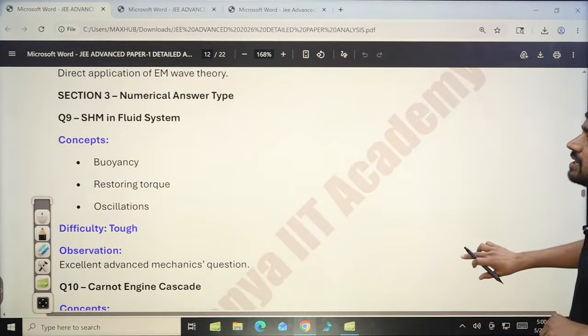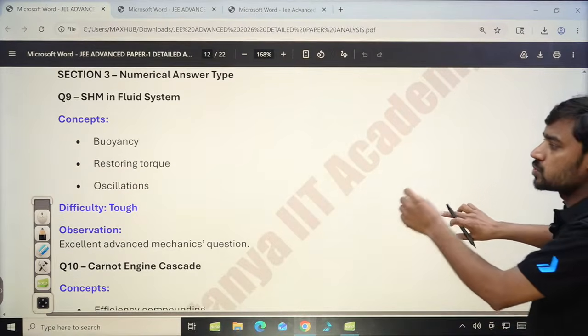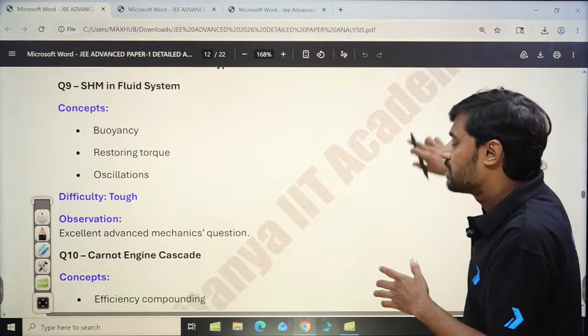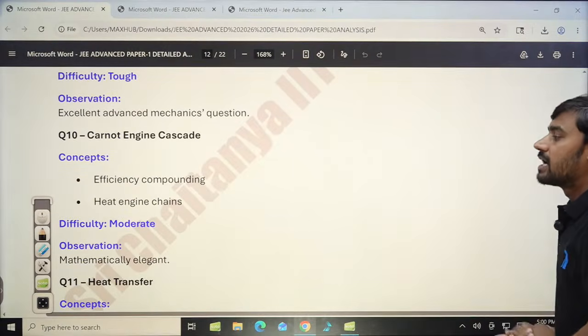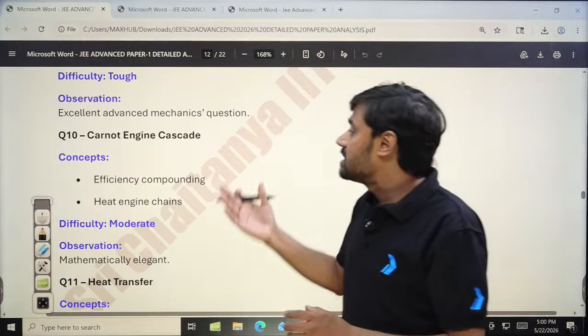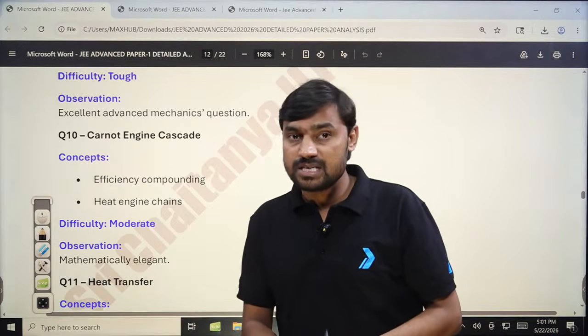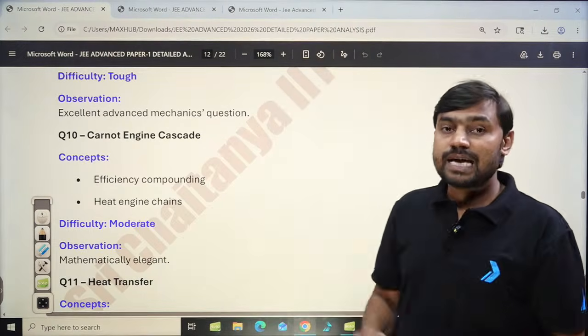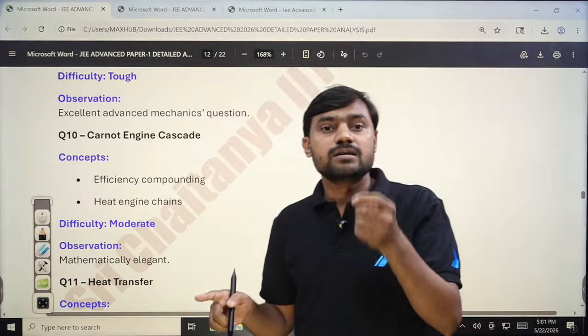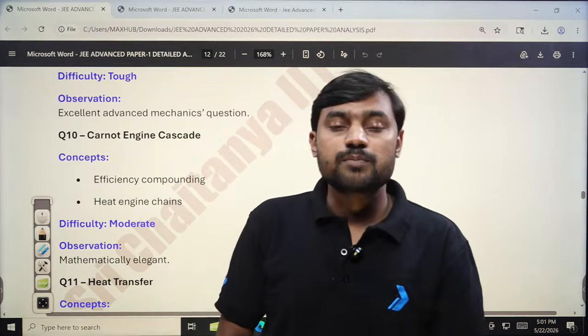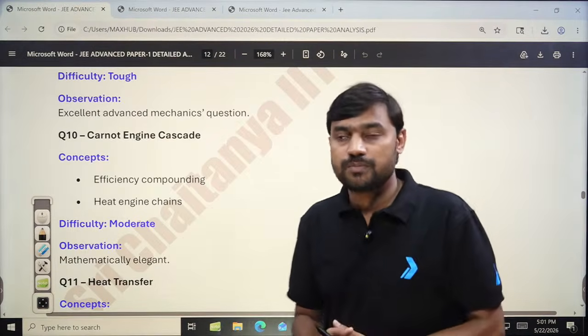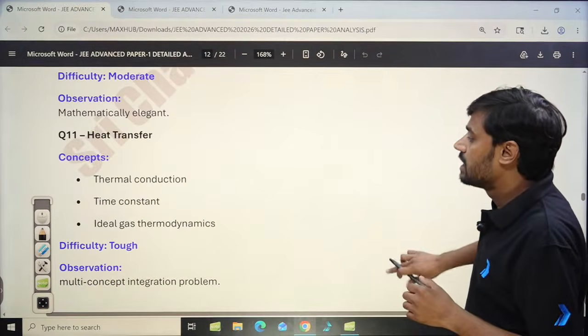This is SHM in fluid dynamics: buoyancy, restoring torque on oscillation. Here is a Carnot engine, in which the question is asking for efficiency. What was the efficiency? And in that graph, we have to calculate the heat produced and heat absorbed. Here is heat transfer.